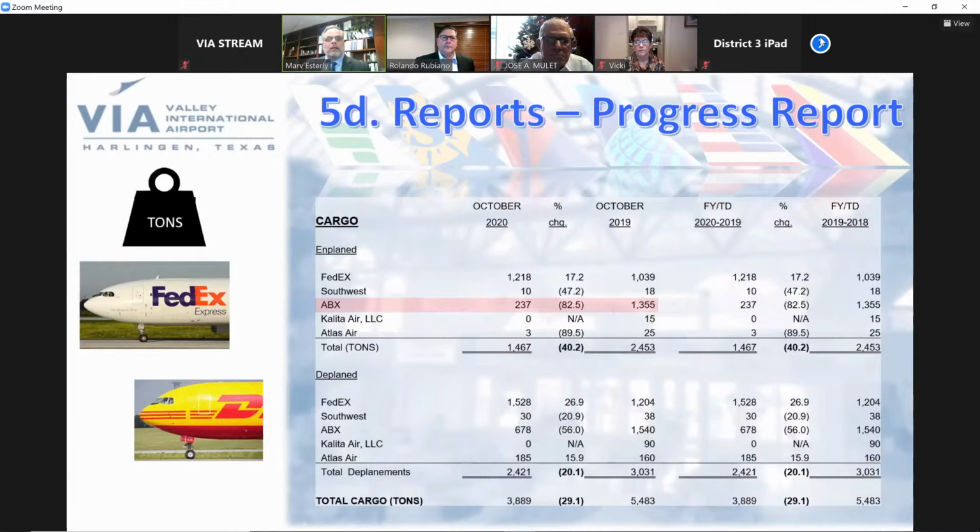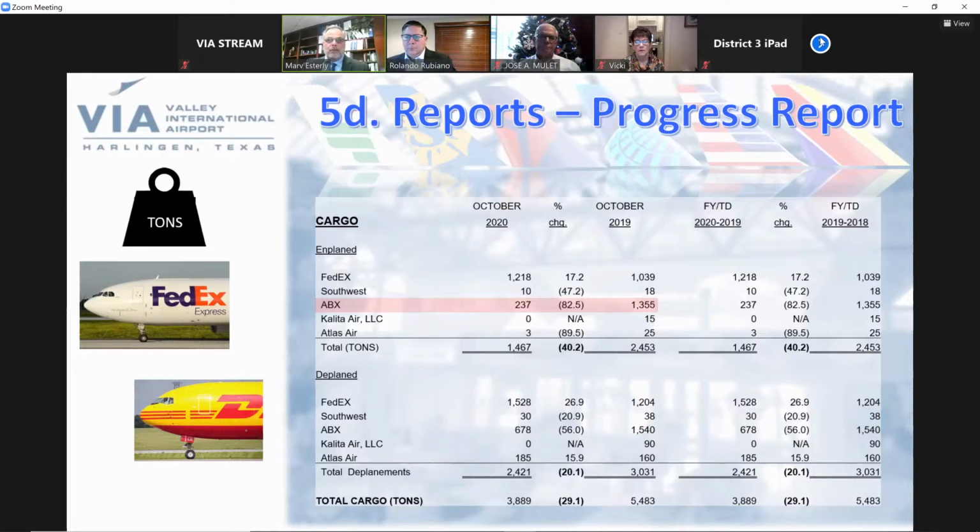Our cargo, you'll see a significant reduction in ABX, as DHL has decided that there's enough capacity now to fly, with all the new cargo increasing nationwide and worldwide. They're actually flying nonstop out of Monterrey to Cincinnati. So they added that flight nonstop out of there, so it's not bringing that Monterrey traffic here. So you'll see a reduction in the amount of cargo tons coming through Valley International Airport. They're still doing very well, with the planes coming in here. It's just that we don't see that Monterrey flight at this point.